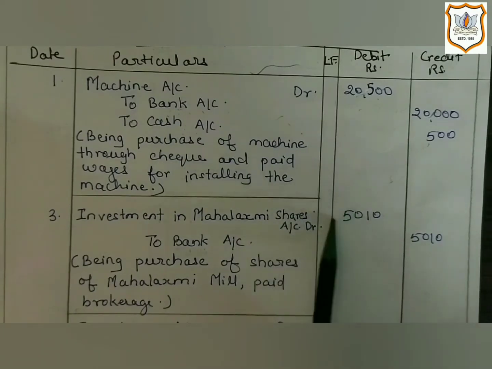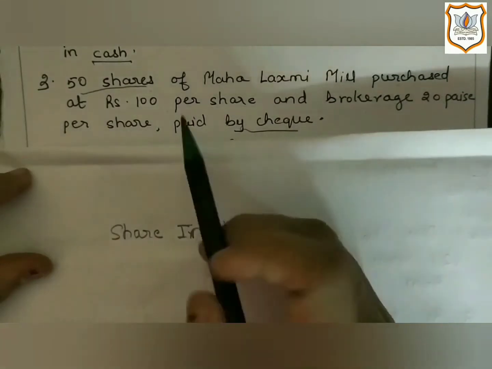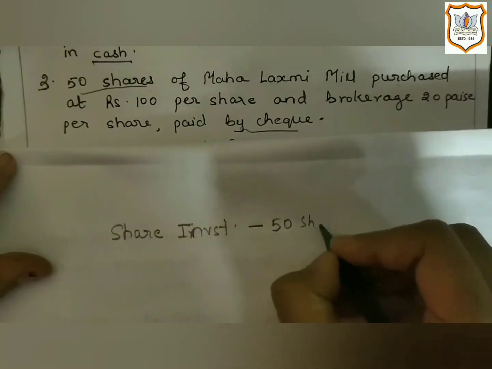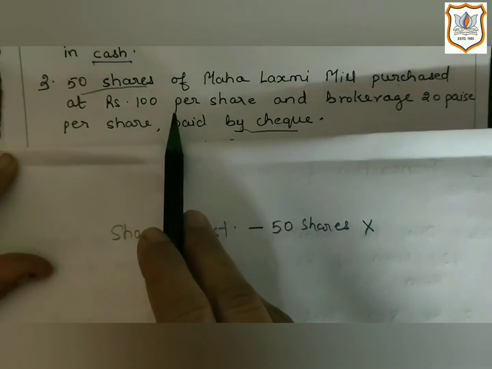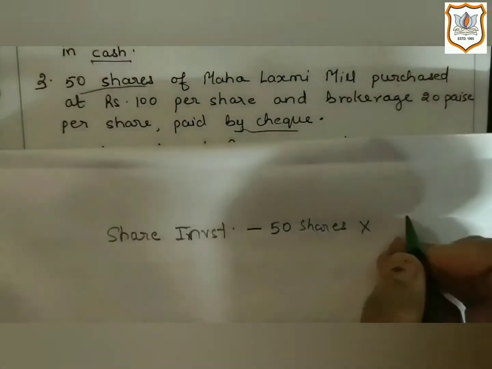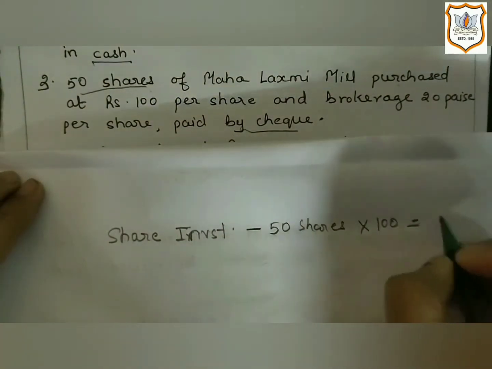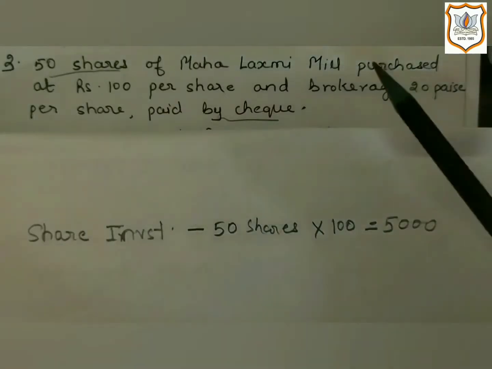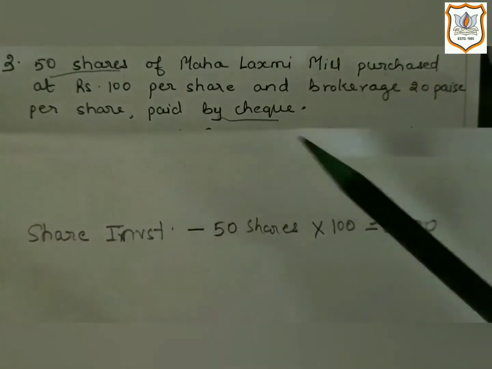Now let us see the calculation of this amount. First see how many shares are purchased here. Here 50 shares are purchased. And what is the rate of one share? 100 is the rate of one share. So we will multiply it with 100. So we will get 5,000. Here owner has paid brokerage also, and brokerage is 20 paise per share.